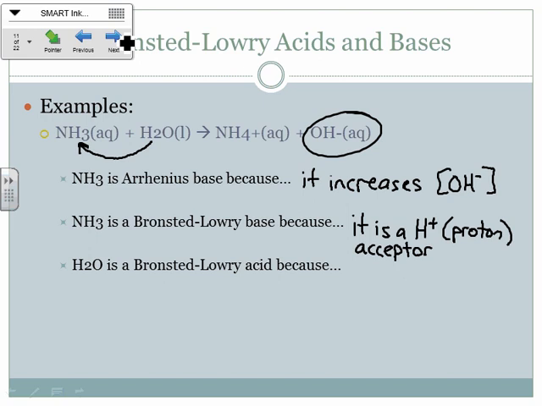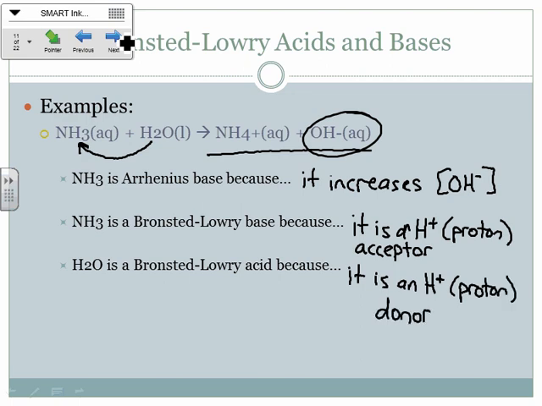Now, H2O is not an Arrhenius acid, because an Arrhenius acid increases the H plus concentration in the solution. There is no H plus in this solution on the second side here. You can see that. So, the Arrhenius definition does not work here, okay? But H2O is actually acting as a Bronsted-Lowry acid because it is an H plus, or a proton donor in this case. It's giving away the proton. Okay, so you can kind of see the difference between those definitions with this example.